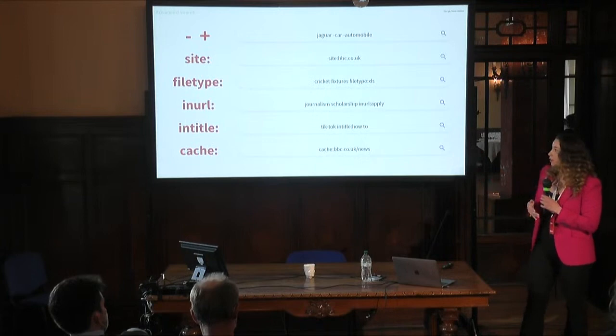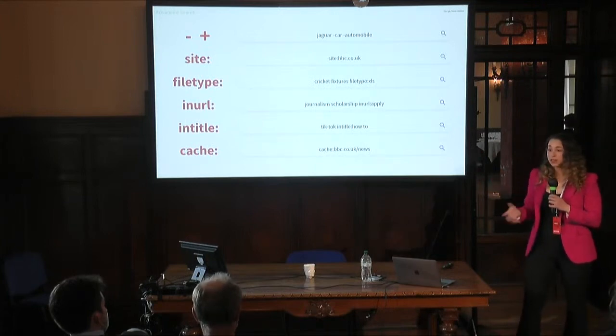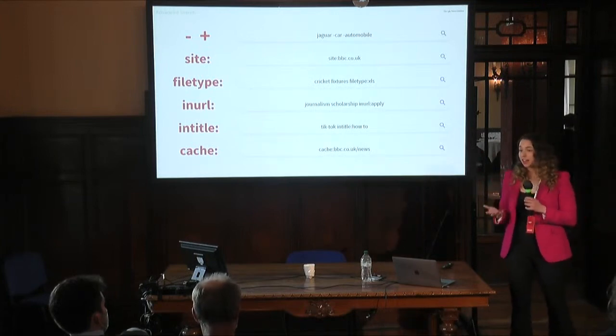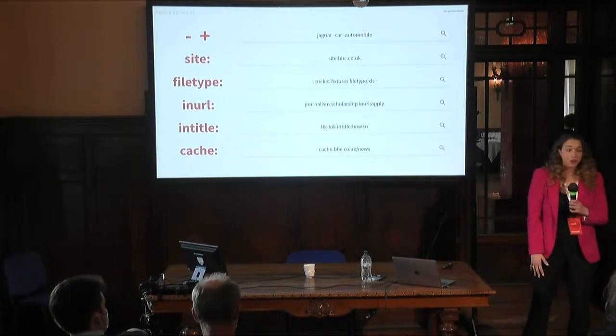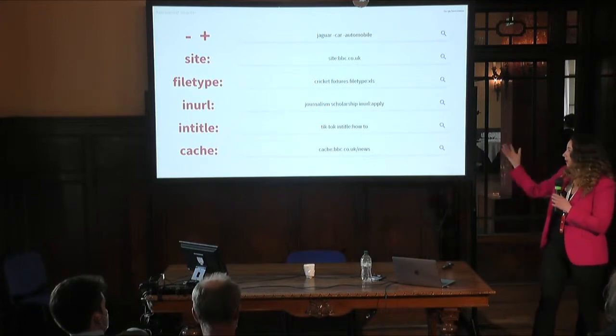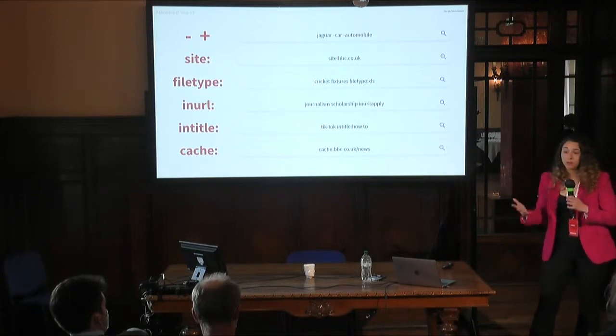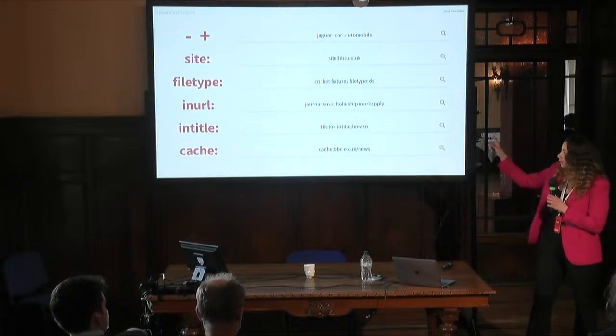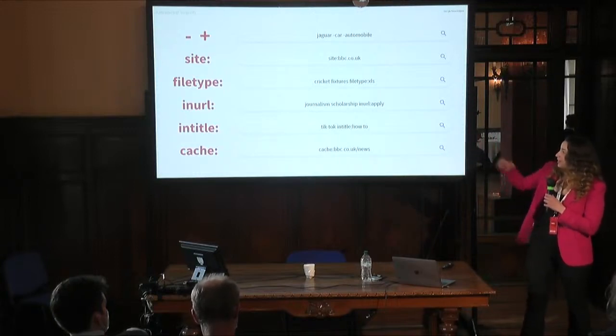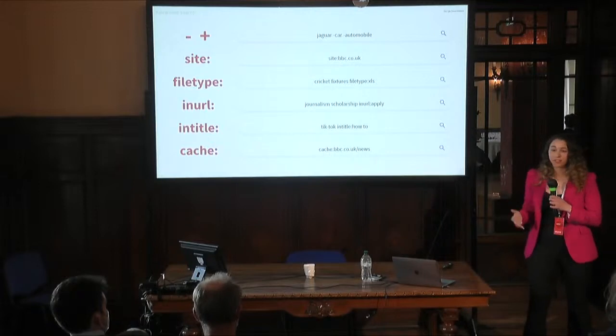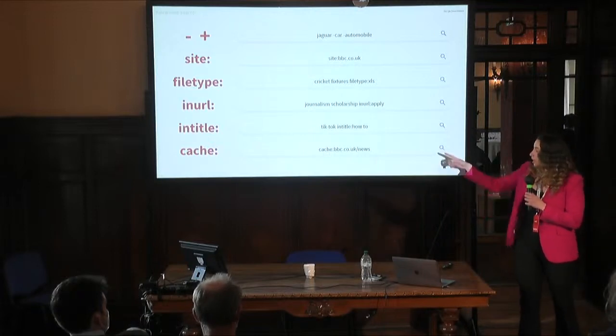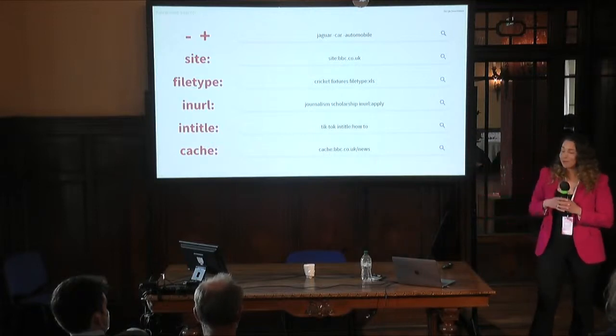File type, for those of you who are working with large amounts of documents or are looking for particular files, that could be an Excel spreadsheet, that could be an MP3 file, an MP4 file, whatever it might be, PDF. Using that file type will enable you to find, in this example here, cricket fixtures with the file type XLS. In URL, clues in the name, I guess.